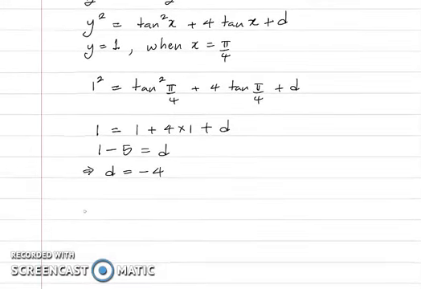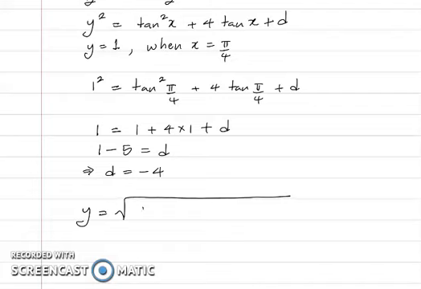So our equation is y is equal to the square root. The opposite of square is square root of tan squared x plus 4 tan x plus b, which is minus 4. All right. So this now would basically be the solution of the differential equation, and this is a particular solution because we know the value of the constant is minus 4. So this is y is equal to the square root of tan squared x plus 4 tan x minus 4.